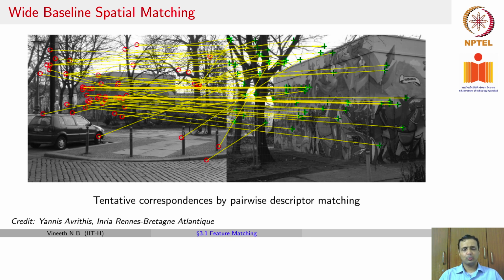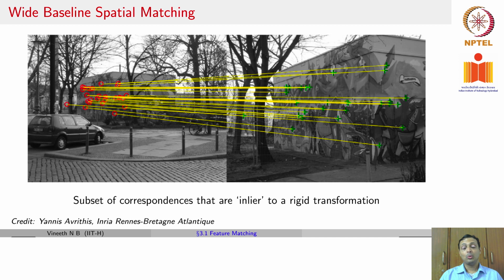How do you match? Once you get the descriptors in terms of vectors, you can simply take a Euclidean distance to match. You can use other kinds of distances too, but you can simply use the Euclidean distance between the descriptors of the features in both these images to be able to match. So once you get these tentative correspondences, we try to assume a certain geometric model.